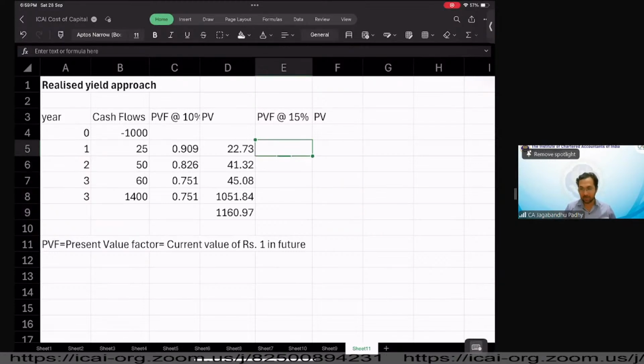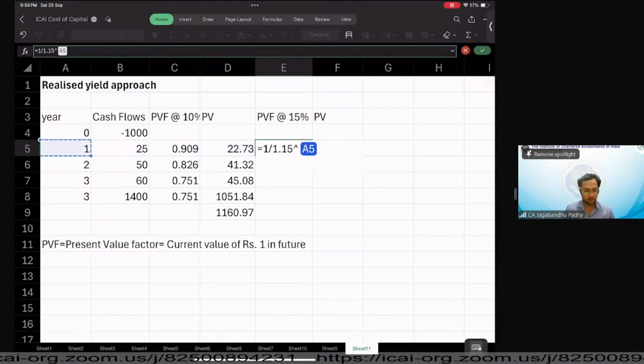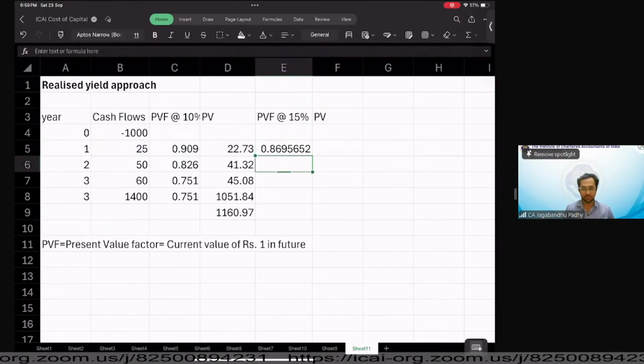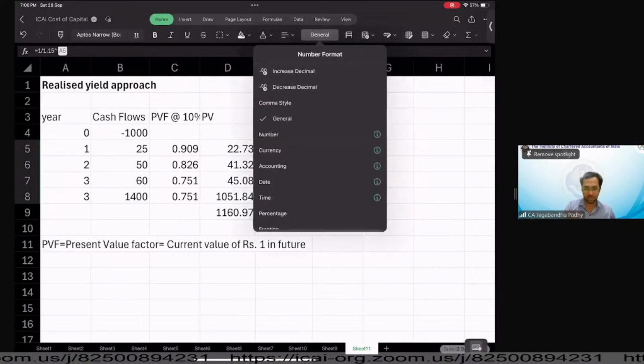Yeah guys, what does the PV factor at 15% come to? It is 1 divided by 1.15 to the power of number of years. We just got the PV factors for each of these years.